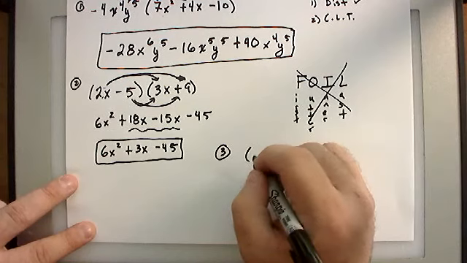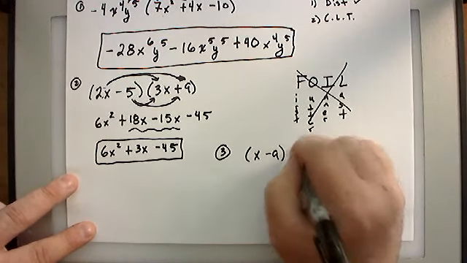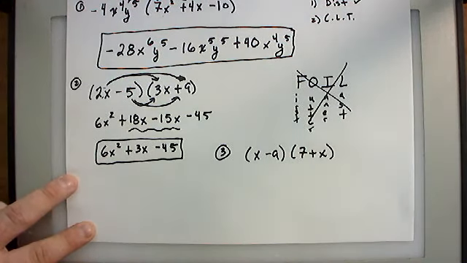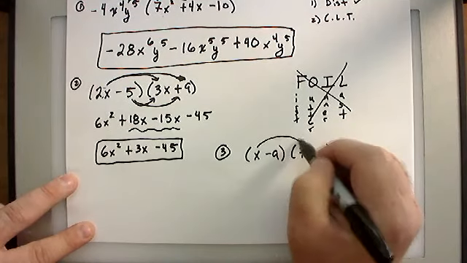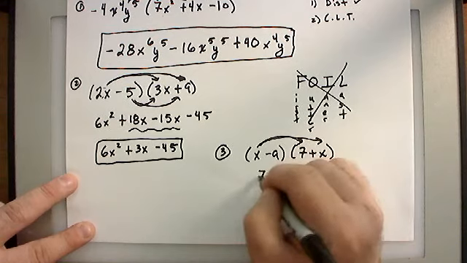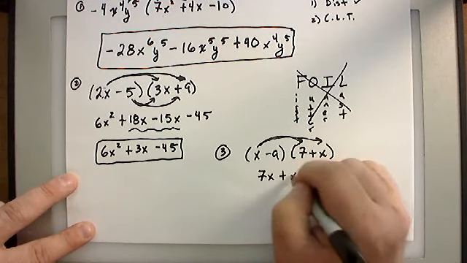Let's say, well, whatever, it doesn't really matter. X minus 9 times 7 plus x, something like that. Another binomial times a binomial. If you want to FOIL, you can, but I would just say take the first piece and go to the other two. X times 7, that's 7x. X times x, that's positive x squared.